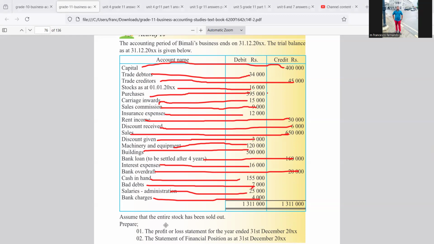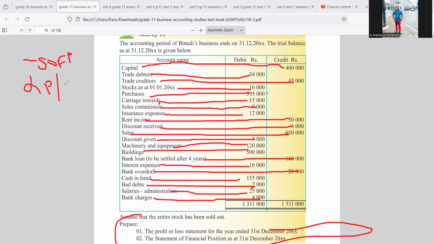Now, in the paper, you will get adjustments also, right? So you will not receive only a trial balance. In the exam, you have to start from the additional information, not from the trial balance. So remember that you have to start from the additional information. Now, for this question's purpose, I will use a line like this to denote that it is going to SOFP, and I will draw something like this to show that it is going to the PNL.